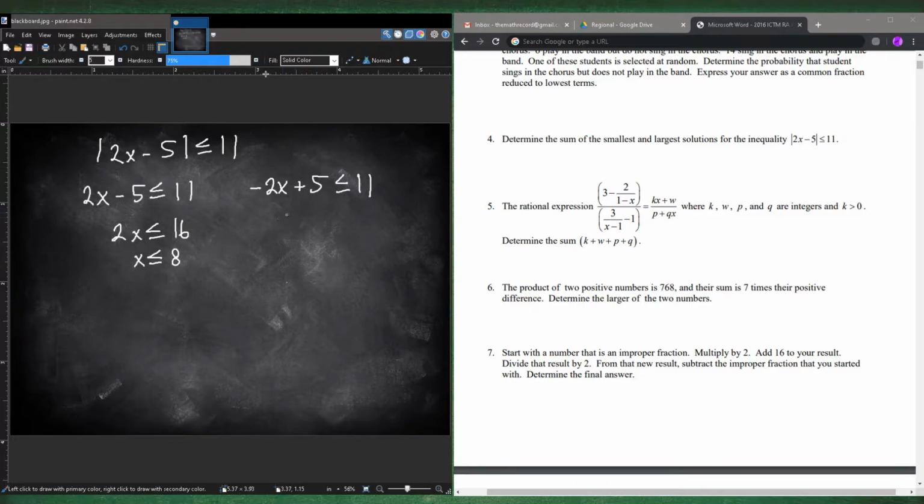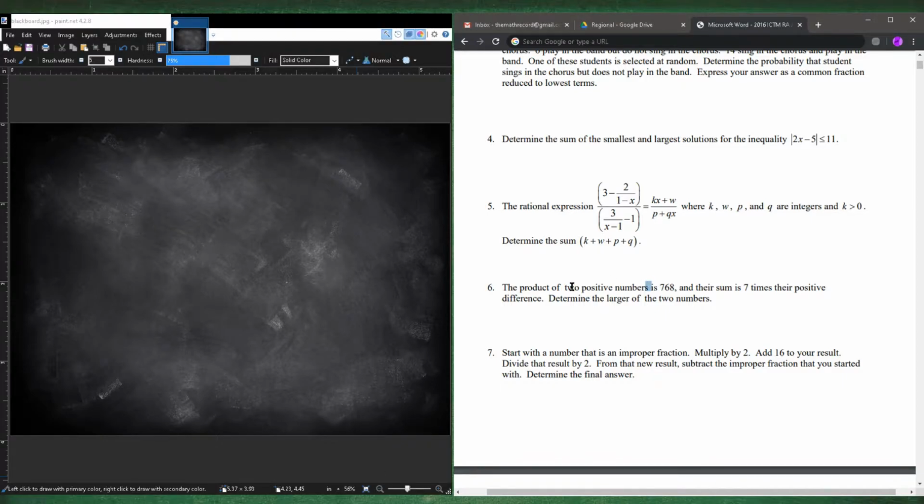In this case, we have -2x is less than or equal to 6, and x has to be greater than or equal to -3, right? So the smallest is -3, and the largest is 8, so -3 plus 8, that is 5. So our answer for number 4 is 5.